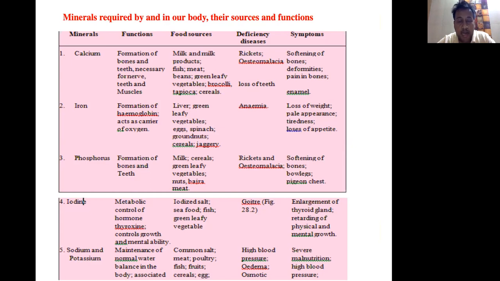Again, sodium and potassium help in the maintenance of normal water balance in the body, and they can easily be taken from common salt and various diets. Their deficiency can lead to high blood pressure and edema. Again, the symptoms could be severe malnutrition and high BP. So these were the macronutrients and micronutrients and associated disorders, which are collectively known as deficiency diseases, caused by deficiency of these nutrients in our diet.